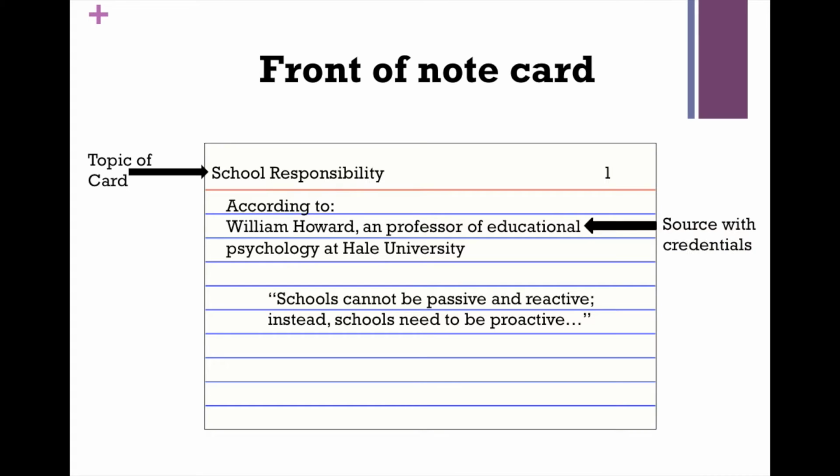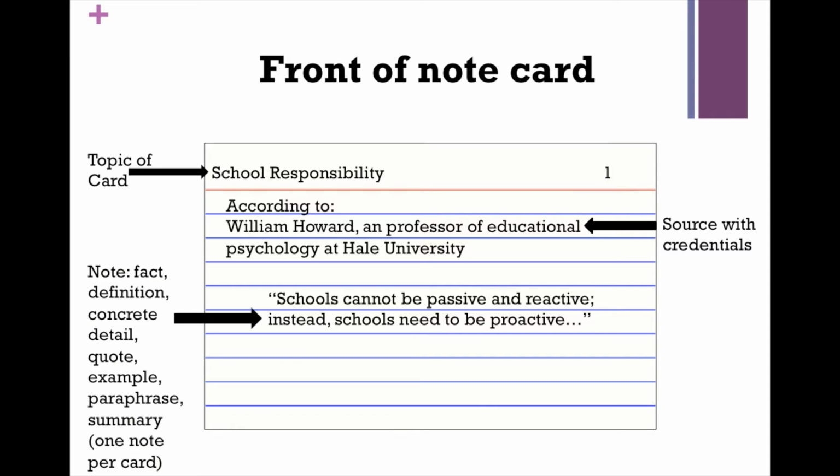Next comes the source with credentials. The source is simply listing who said or gave the information. The credentials tell us what it is about that person that makes them qualified to talk about this topic. It's important to remember that the source of the information may not be the same as the author of the website or article. Here, the source is William Howard. His credentials are that he's a professor of educational psychology at Hale University.